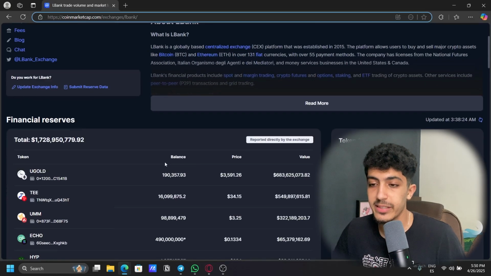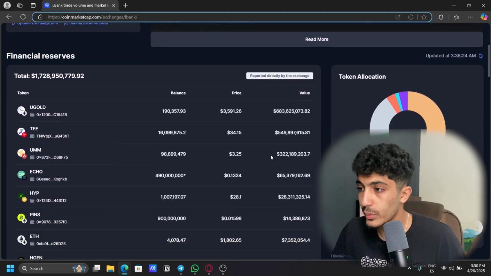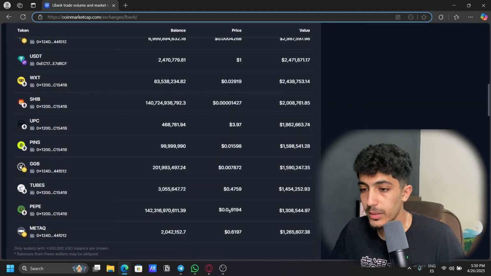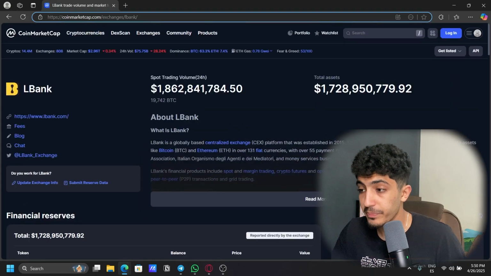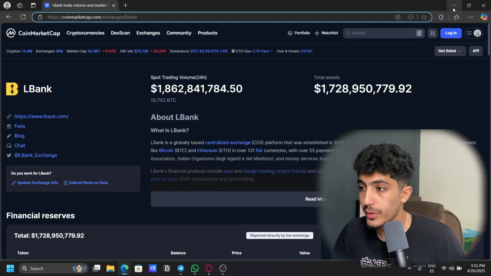Here we have the financial reserve. As we see, it's close to $2 billion. So if somehow there is a hack into the exchange, no problem, because they have a high reserve. Here we have also the token allocation. On CoinMarketCap you have transparency on each exchange or coin, so you can check it every time you need. And as we know, crypto is a volatile market, affected by news, so you should always be updated and tuned in about everything in crypto.